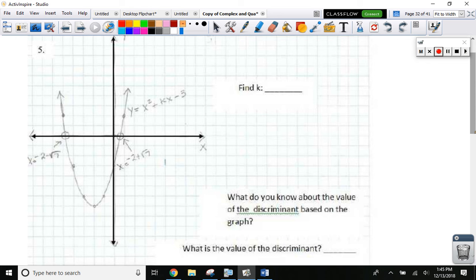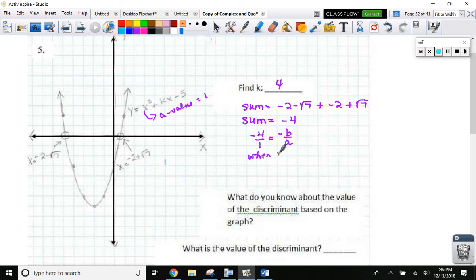You want to share your answer and tell me how to do it? Alma? I got 4. And Luke did. I found the sum of -2 minus radical 7 plus -2 plus radical 7, and then you would get -4, and then you do negative b over a equals -4 over 1, which would give you a equaling 1 and b equaling 4. And since a is 1 in your equation, k is equal to 4.